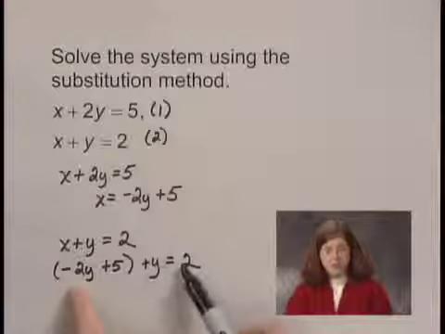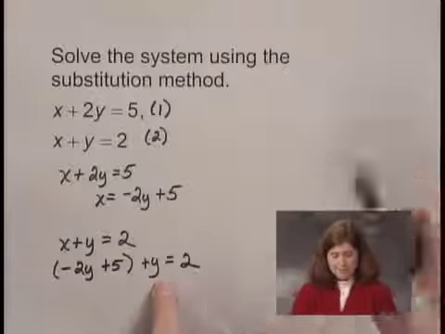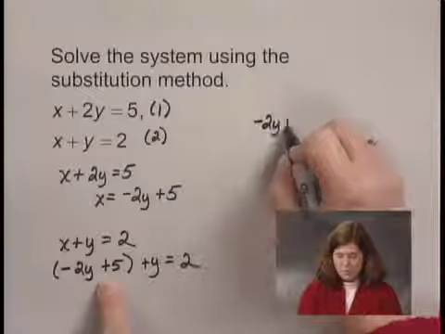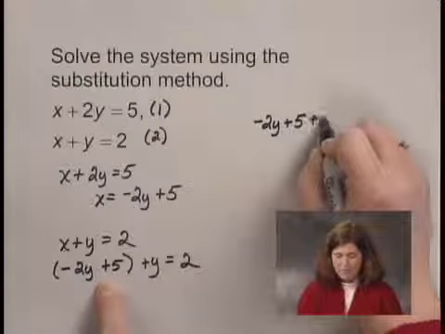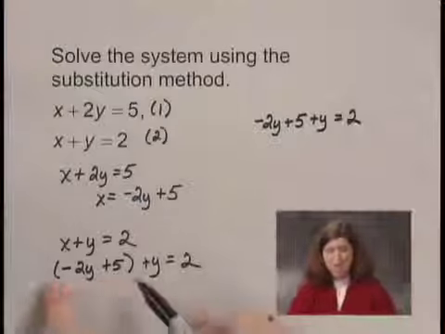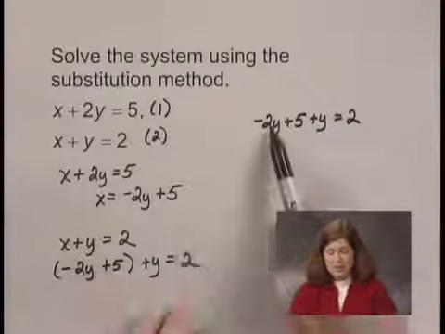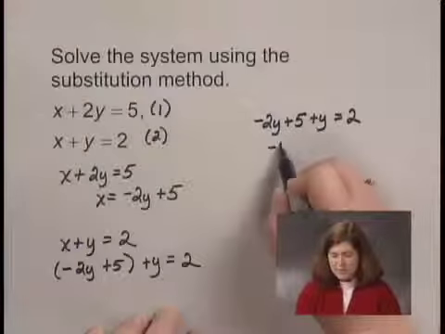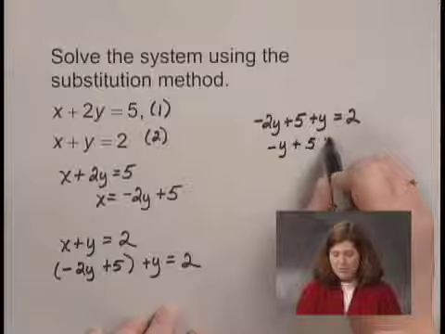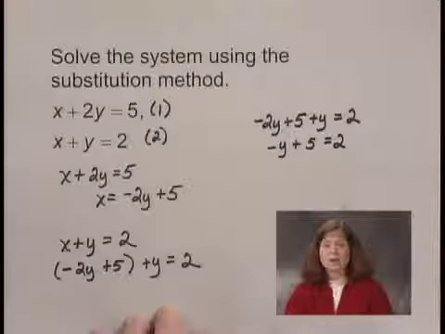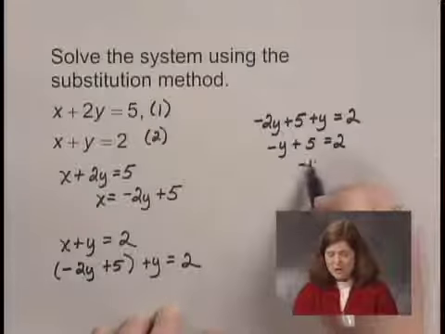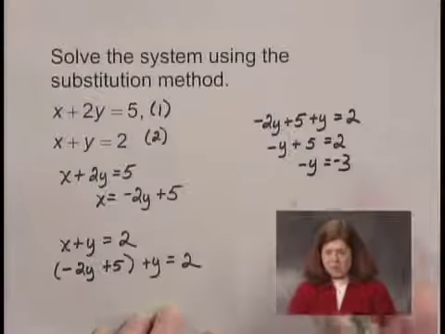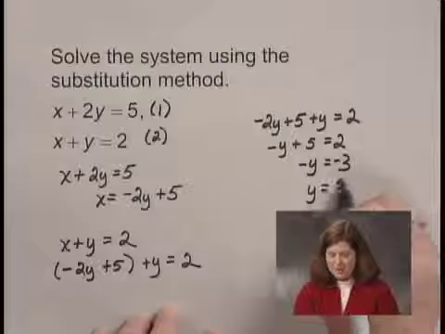Now I'm going to solve this for y. I have the opposite of 2y plus 5 plus y equals 2. I can remove the parentheses because there's nothing in front of them. Combining like terms, I have the opposite of y plus 5 equals 2. Subtracting 5 from both sides, I have the opposite of y equals negative 3. And multiplying both sides by negative 1, I have y equals 3.